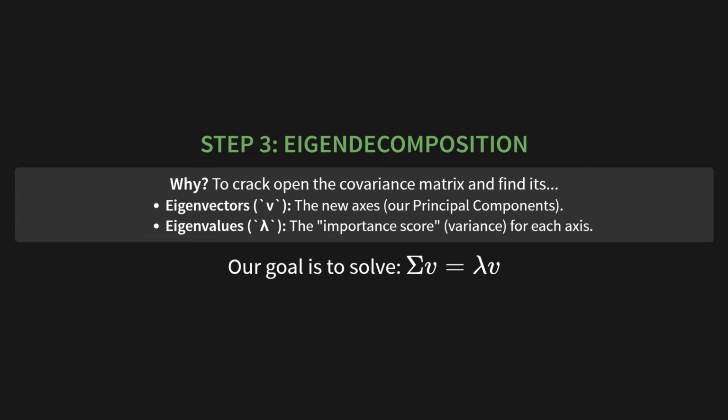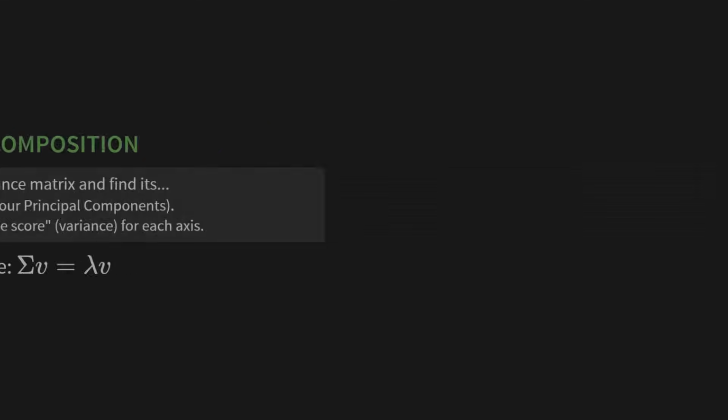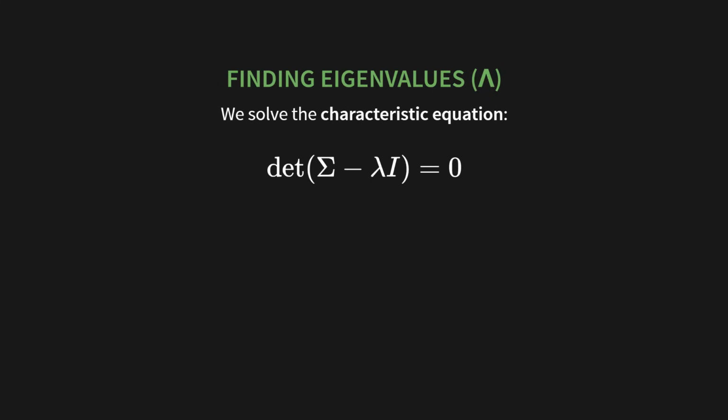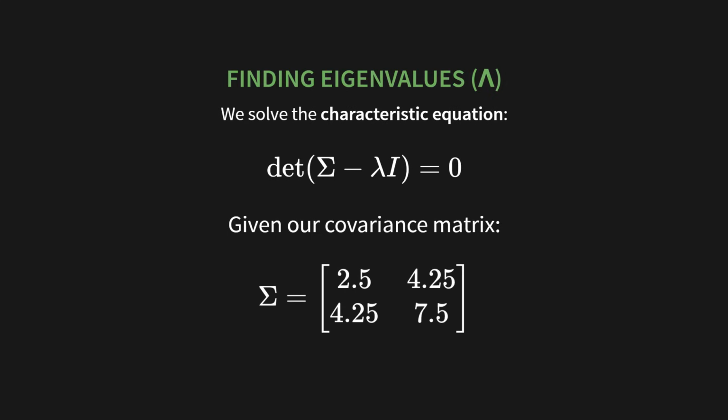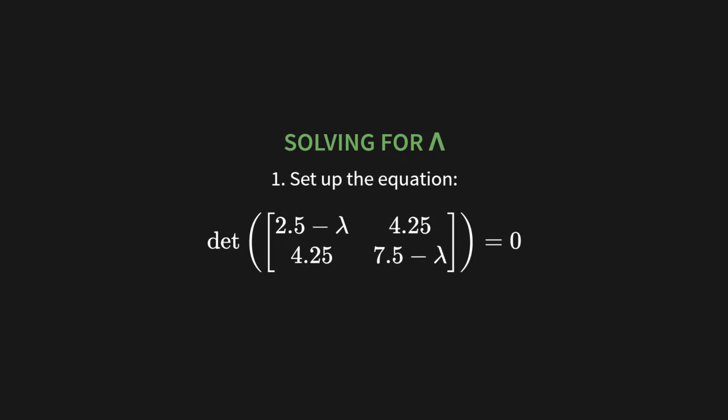Our goal is to solve the equation you see right here, sigma v equals lambda v. To do that, we start by finding the eigenvalues, lambda. We solve what's called the characteristic equation, the determinant of sigma minus lambda 1 equals 0. Given our covariance matrix, let's solve for lambda. First, we set up the equation. We just subtract lambda from the diagonal of our matrix.